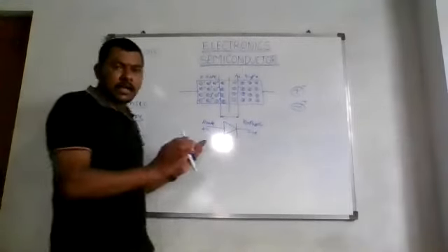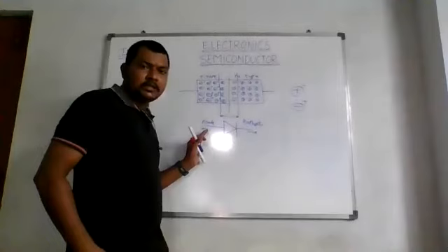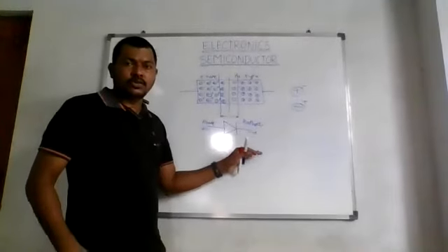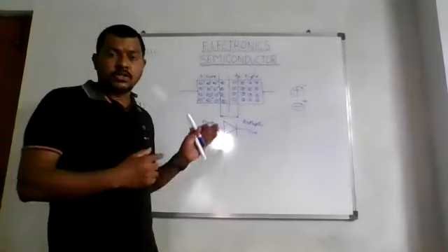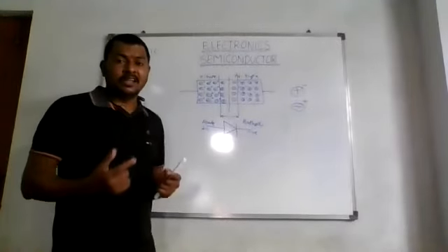Okay, so I guess you have understood. This is called the anode, and this is called the cathode. We'll study the VI characteristics of this PN junction diode in the next class.